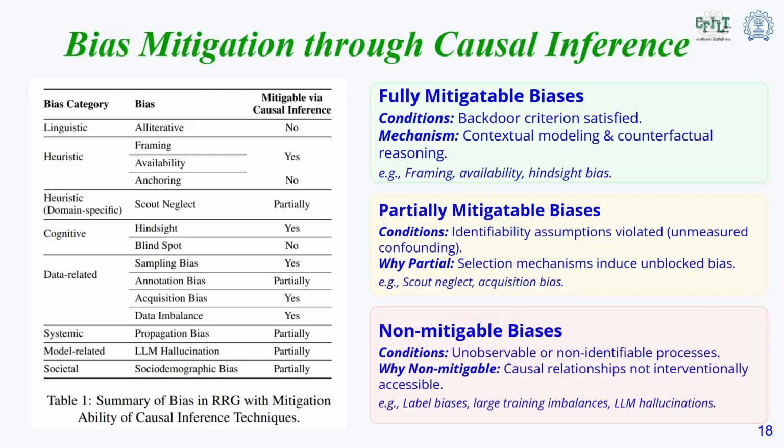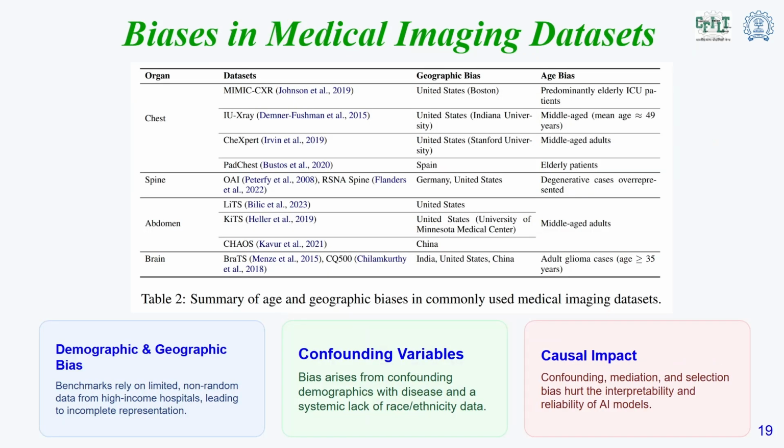And so bias mitigation through causal inference: this is the summary of tables of which biases can be tackled using causal inference. Fully mitigatable biases are framing bias, availability bias, and hindsight bias. Partially mitigatable are scout neglect and acquisition, and non-mitigatable are label biases, large training imbalances, or LLM hallucinations, because causal relationships are not interventionally accessible here. Such analysis is presented in the paper, so we encourage you to go for it.